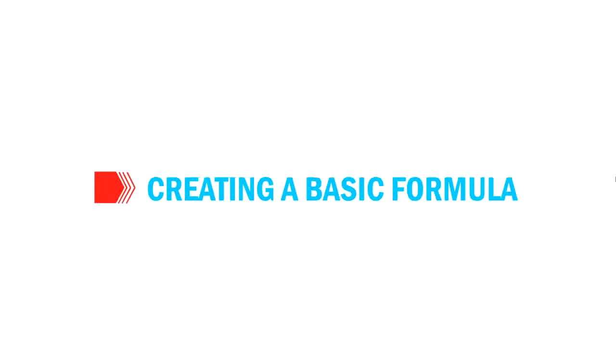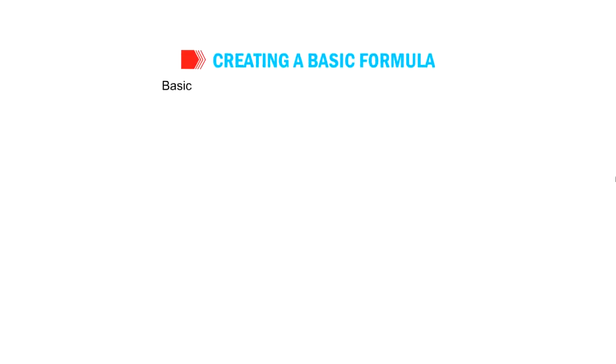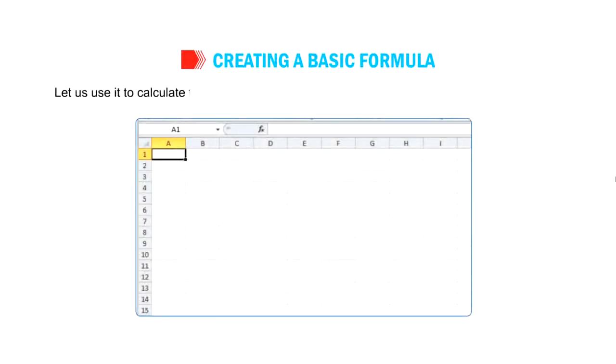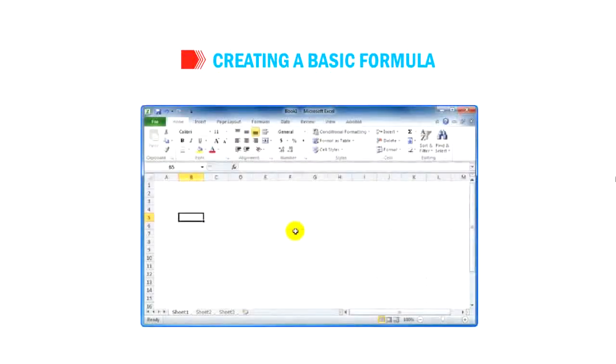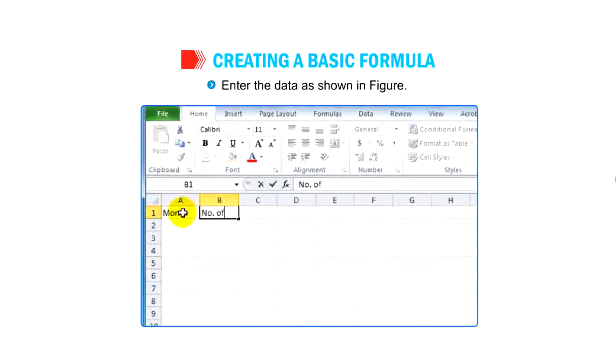Okay, now let us first learn how to create a basic formula. Basic formula involves only one type of operator in it. Let us use it to calculate the sum of the numbers in B2, B3 till B7 and display the result in B8. Enter the data as shown in the figure.